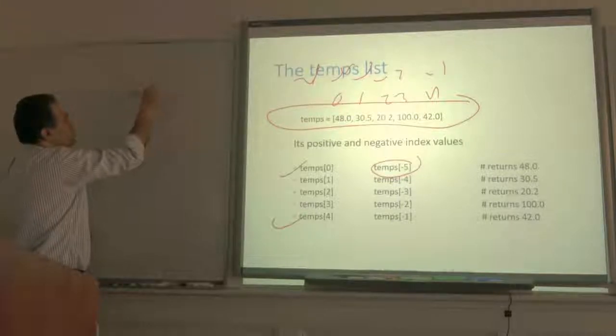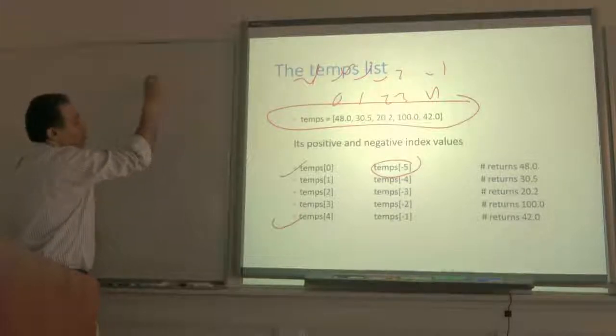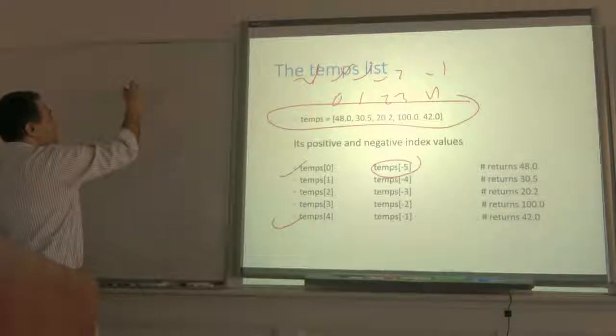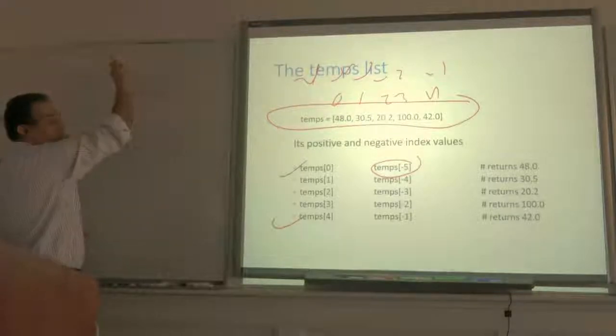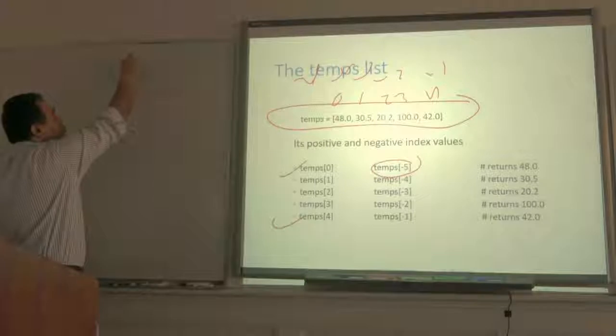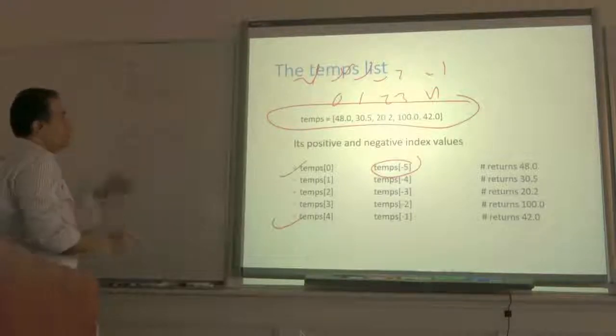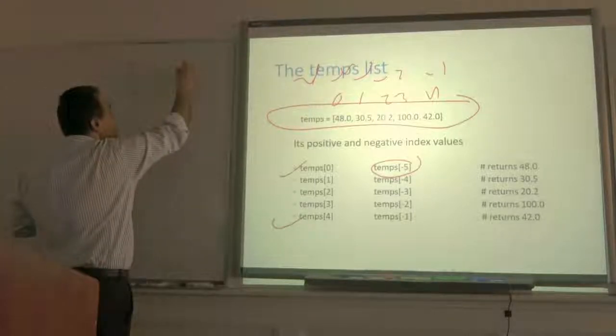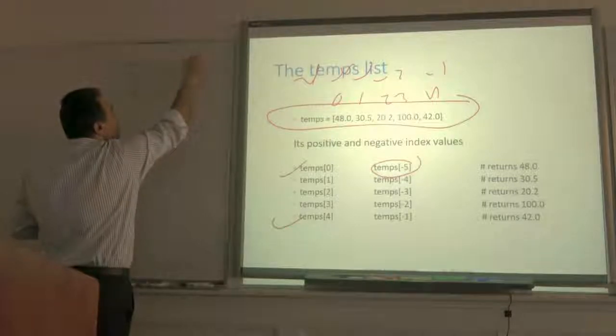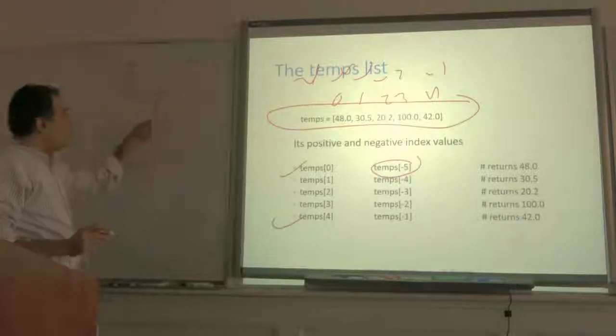If I have five values, let's start from 0: 0, 1, 2, 3, 4. All right? So what is the index of this in here? Either 0 or -5. What is the index of this? 4 or -1. How about this in here?